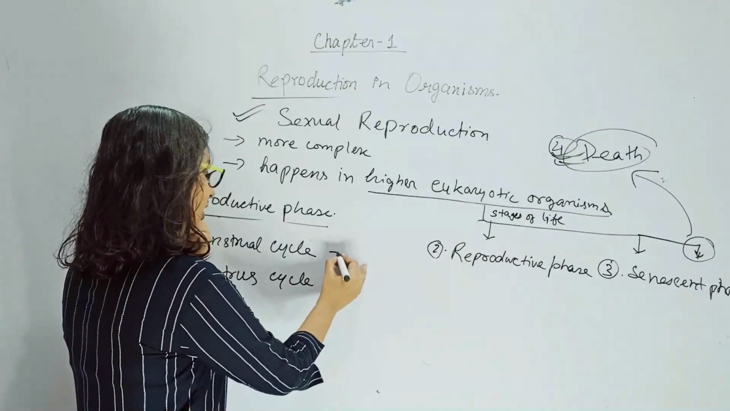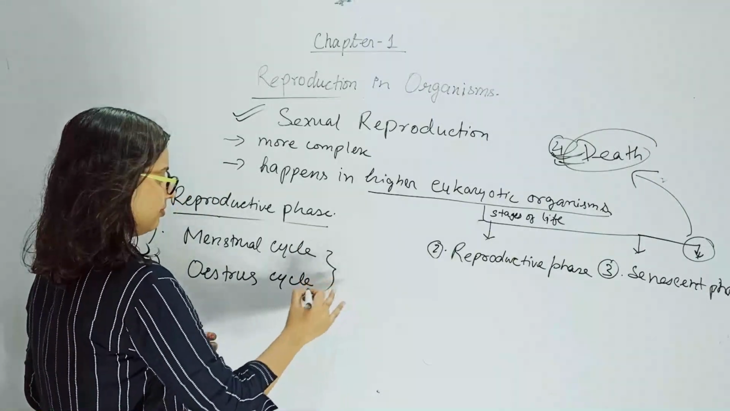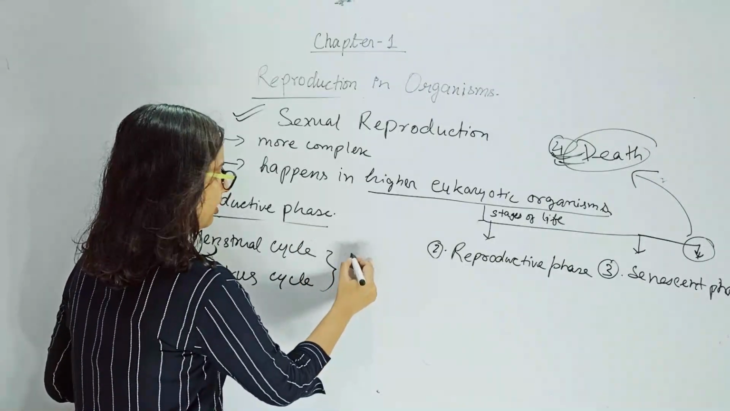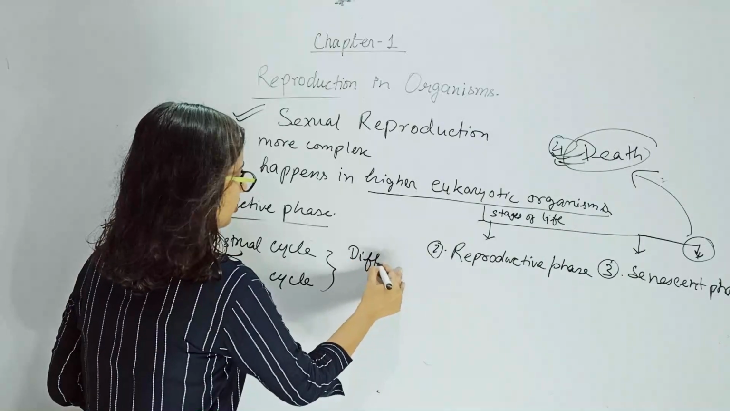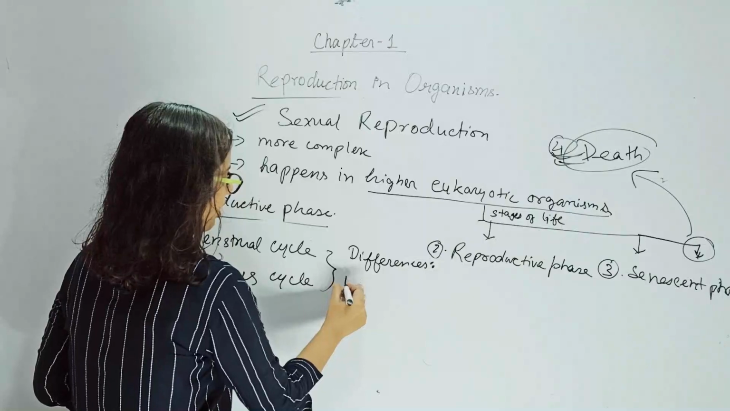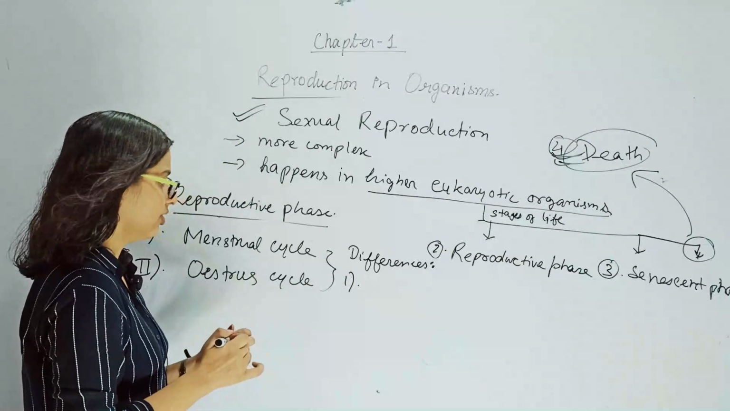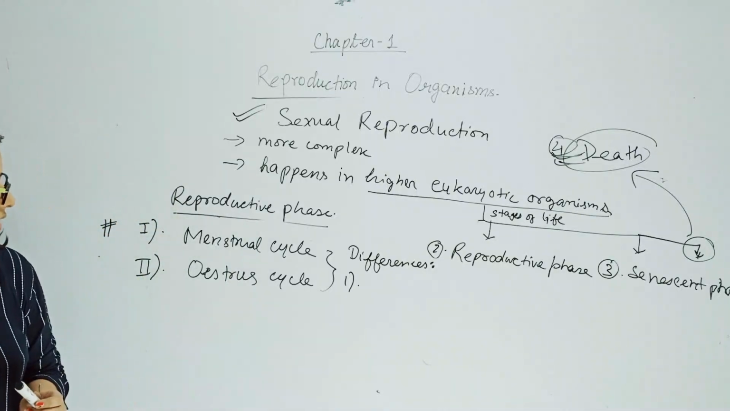So, the differences. Let us see the differences. Difference number 1. Let us make 2 separate columns.